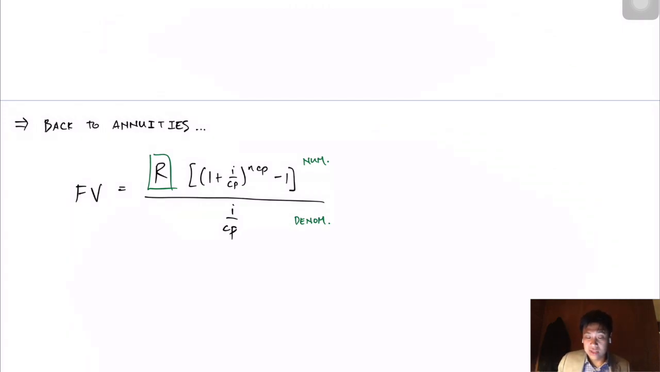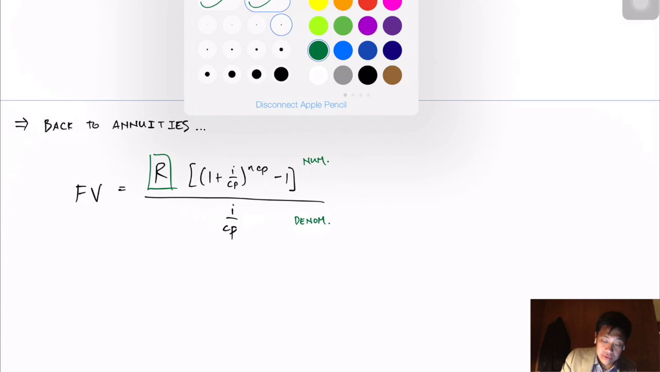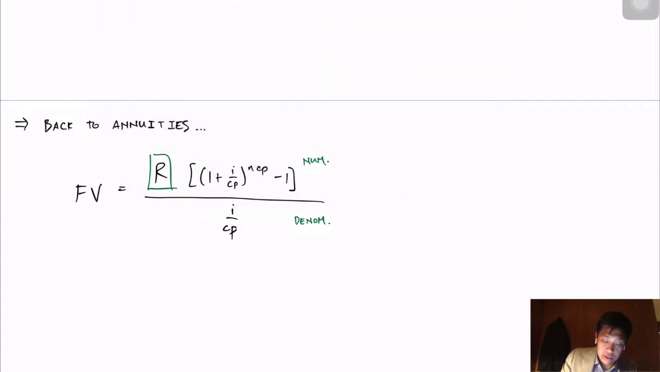You have to multiply by the reciprocal. And the reciprocal of this fraction without r is the numerator taking the place of the denominator and the denominator taking the place of the numerator. So for visual sake, I'll just draw arrows first to show you where things are going. For example, the denominator, this I over CP, is going to go right next to the future value in the numerator now.